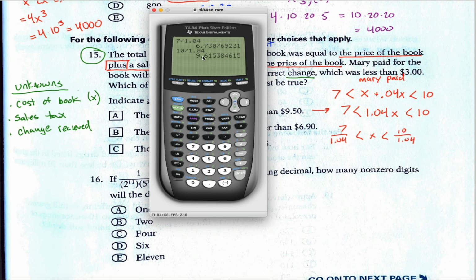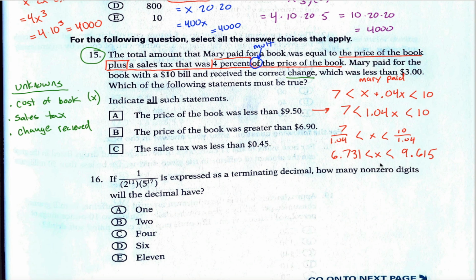I don't think it would make any difference at all for this test. But if you want to be really careful, you could round to 3 decimal places so that you can really see what's going on, even though there'll only be 2 significant figures in the problem. So I could say that x is greater than $6.731 and less than $9.615. I think we now have all the information we need to answer this question.